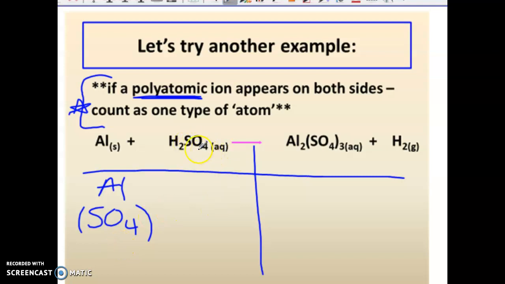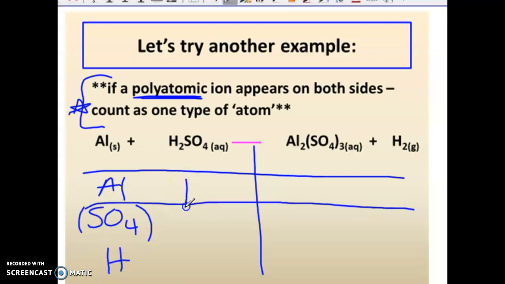If you had SO4 on one side, but the other side had sulfur and oxygens in different spots, you wouldn't be able to do this trick. It's not really a trick. It's more like a hint or a helper. But in this case, because they're on both sides, we're going to keep them together. It's just going to make counting so much easier. And then we have hydrogen.